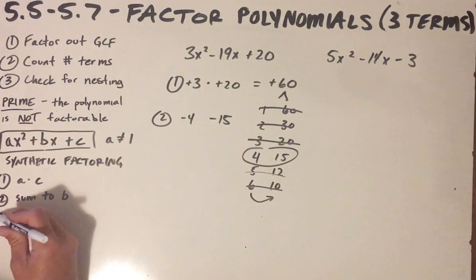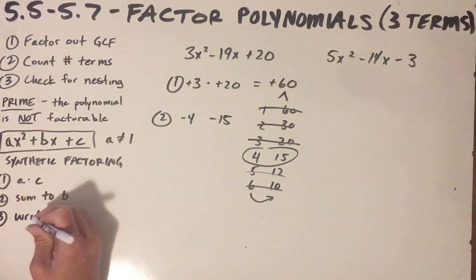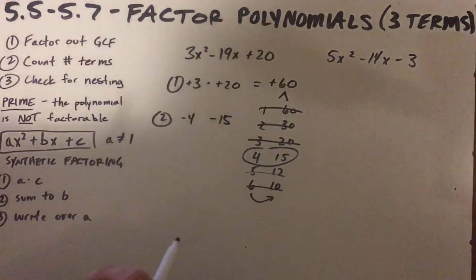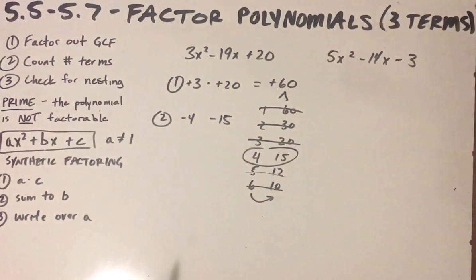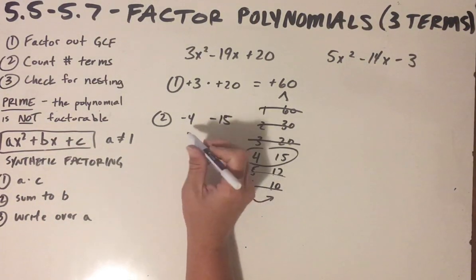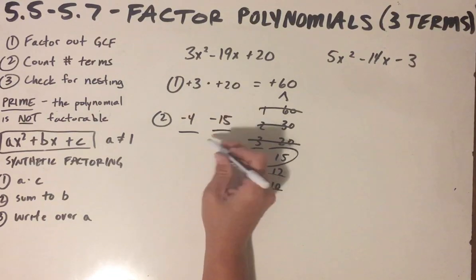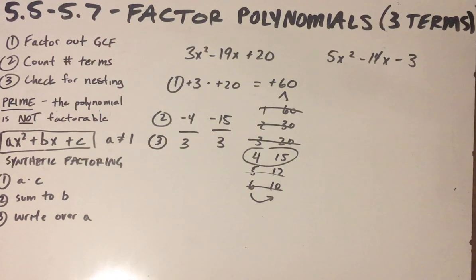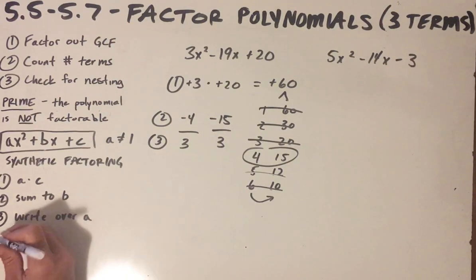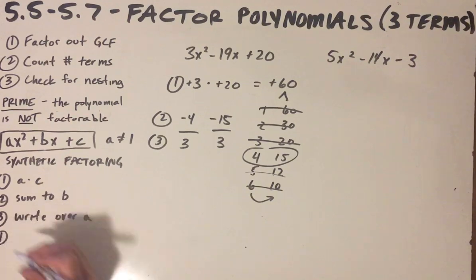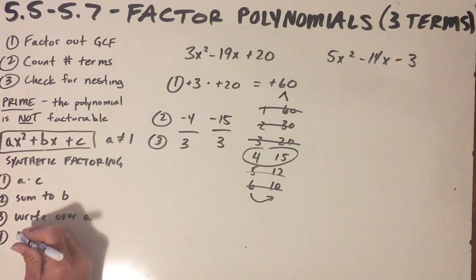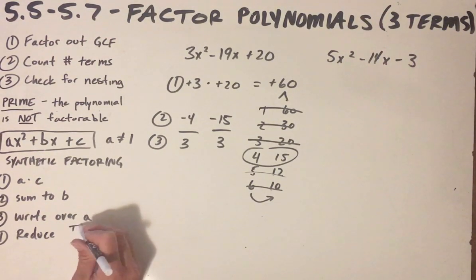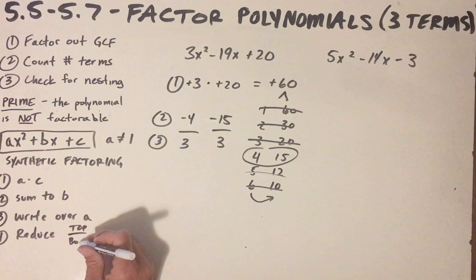My third step is I'm going to write them over a. Okay, I'm going to write this over a. So a, we already determined in step 1, is 3 in this case. Okay, so this is step 3. Just literally putting them over a, like I'm making a fraction, which might seem nasty, but it's not too bad. My fourth step is I'm going to reduce those fractions if I can, but I'm going to leave a top and a bottom. So I want to make sure that we have a top and a bottom.